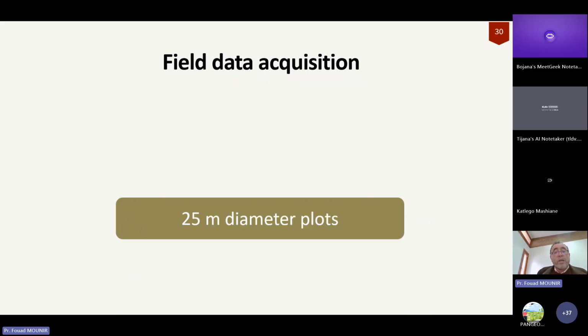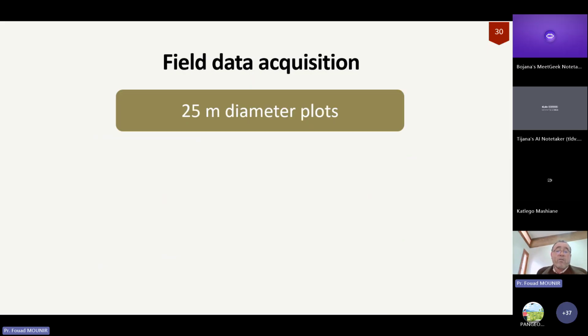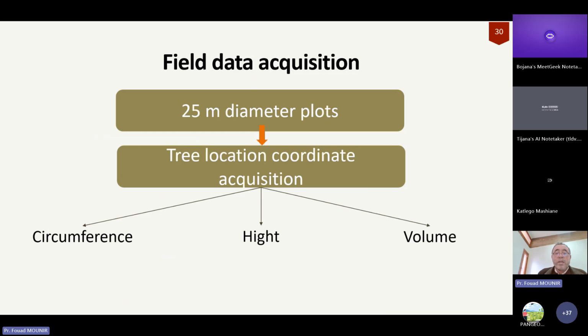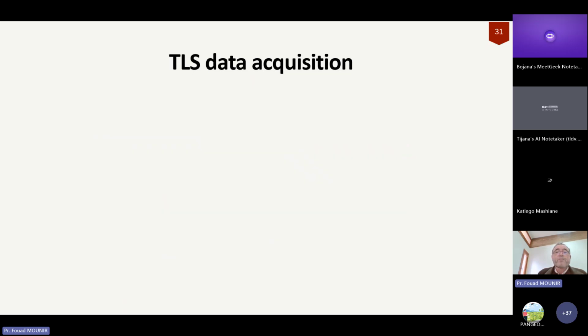Field data was acquired in the Maamora forest using plots with a 25 meter diameter. We also did the tree location acquisition using a GPS, and we measured the circumference, the height, and the volume of each tree in each plot.